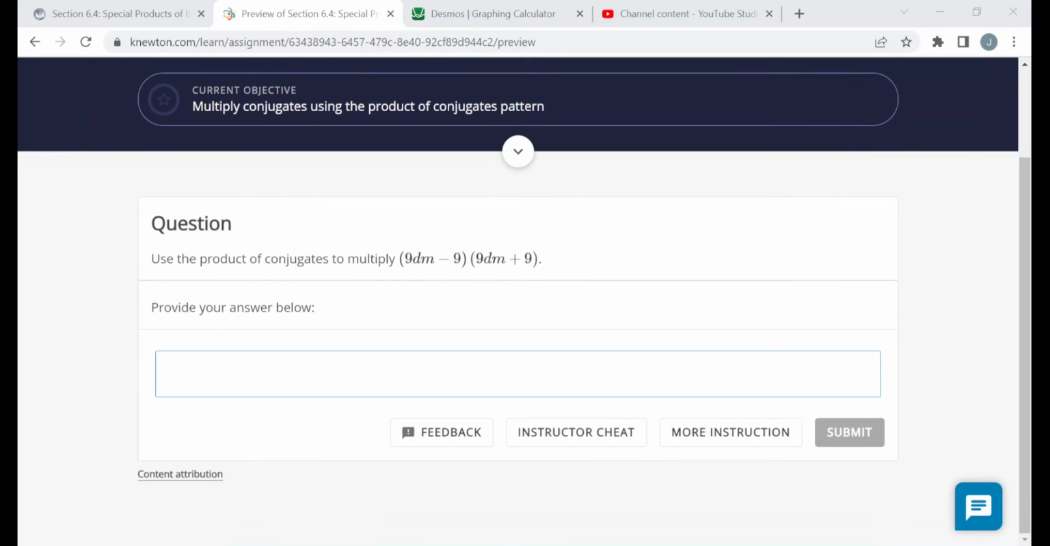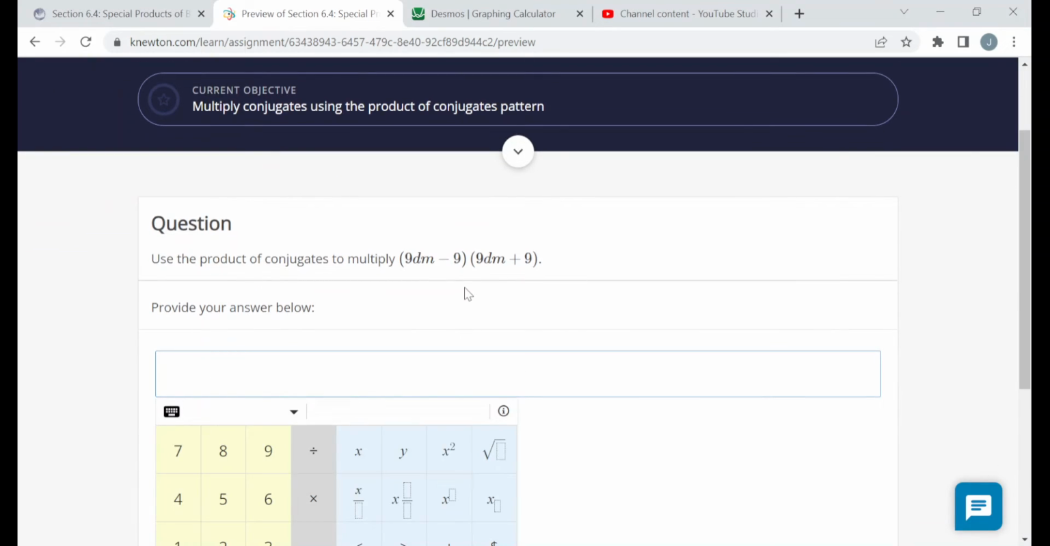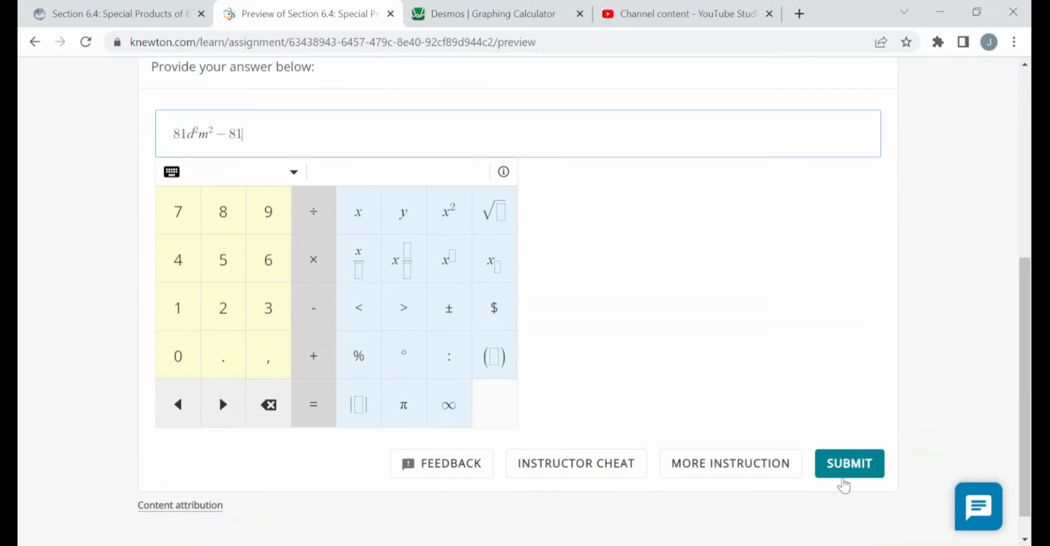And again, you can multiply it the long way. Go back to section 6.3. Remember how to multiply polynomials. I mean, you can still do all that stuff, and you'd end up with the same result. It's just this is a little faster if you know the formula, if you know the pattern already. So 81d squared m squared minus 81 would be the product of those two conjugates.